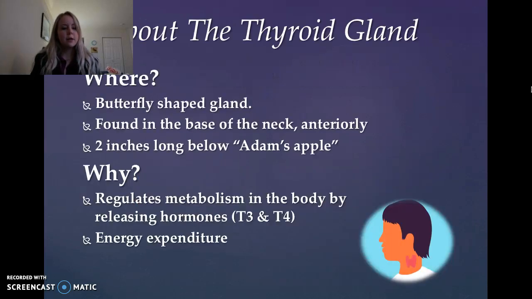The thyroid gland is a butterfly-shaped gland located in the anterior portion of your neck, which means it's close to the skin right here, not toward the back of your neck. If you're a male, it would be about 2 inches below your Adam's apple. So if you're a male, your Adam's apple will be about here, and your thyroid gland will be right about here. It regulates the metabolism in your body, so it releases hormones T3 and T4 that I'll talk about later in the slideshow. These hormones help to increase energy expenditure and burn calories.